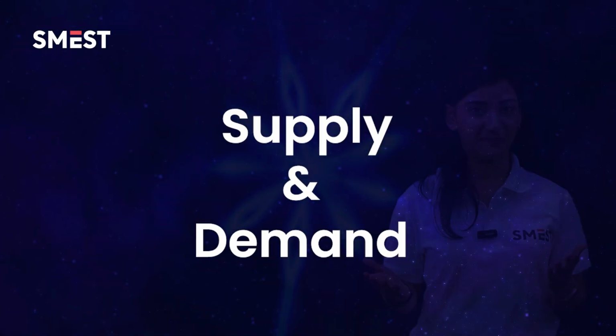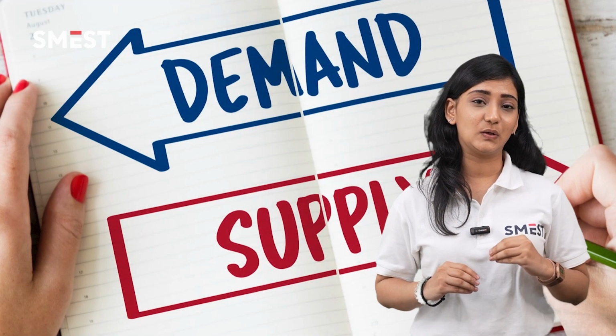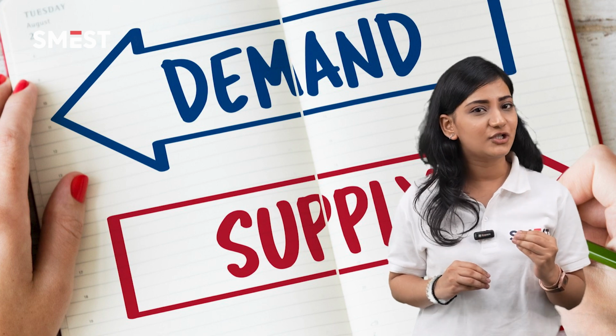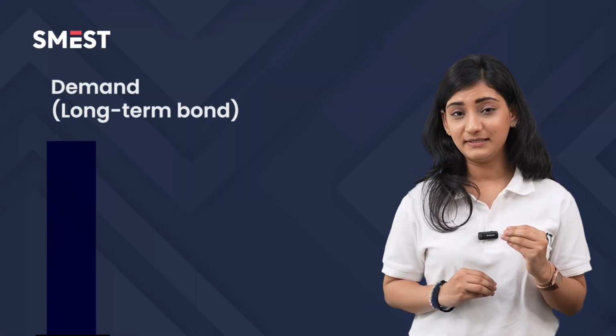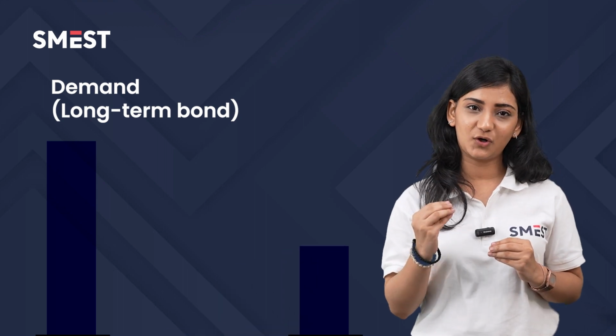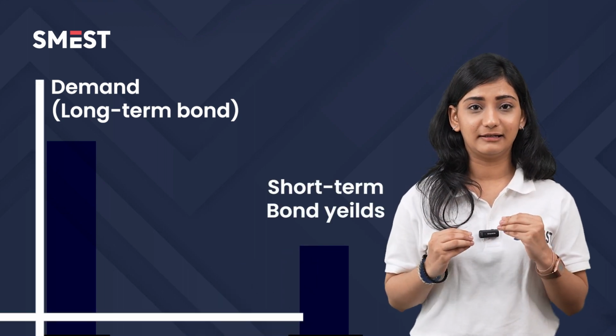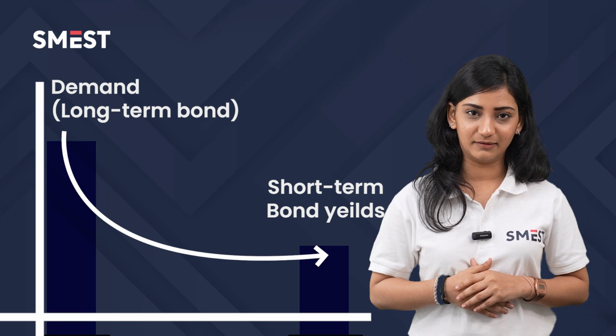Number 3 is supply and demand. The supply and demand factors can also influence bond yields and the shape of the yield curve. For example, if there is a high demand for long-term bonds, their yields may be lower than short-term bonds, resulting in a flatter or inverted yield curve.